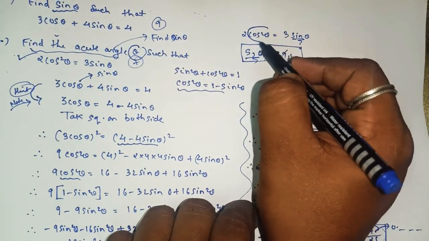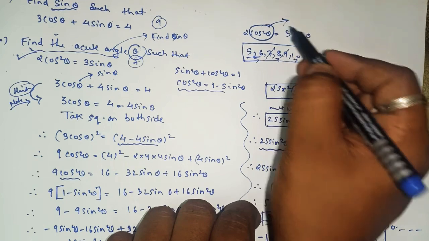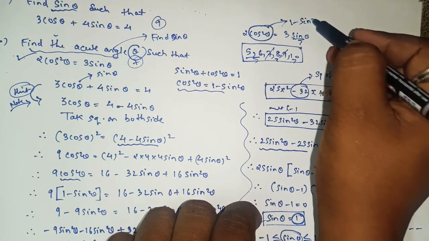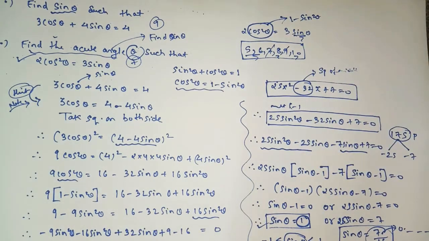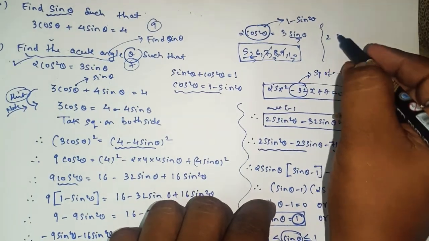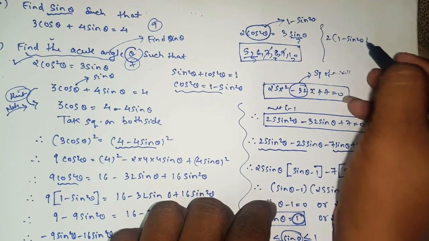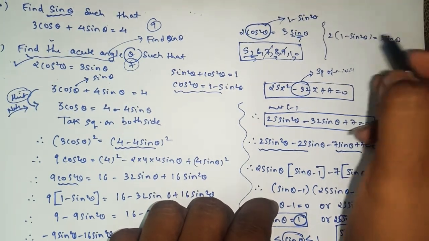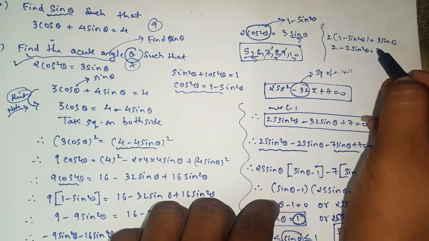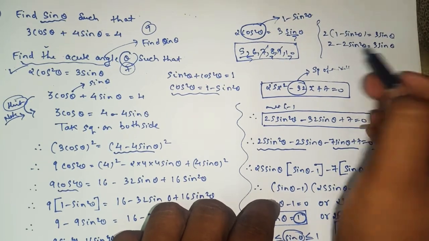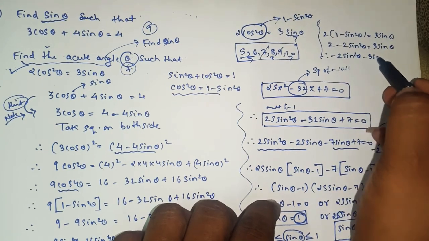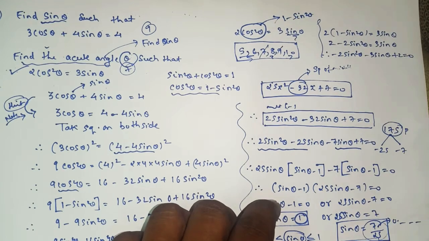So here we do not require cos theta. We know that there is one relation: in place of cos square theta we can write 1 minus sine square theta. Yes or no? So replace this cos square theta by 1 minus sine square theta. So 2 times (1 minus sine square theta) equals to 3 sine theta. When you open the bracket, you will get 2 minus 2 sine square theta equals to 3 sine theta. We'll bring all the terms to one side, so minus 2 sine square theta minus 3 sine theta plus 2 equal to 0.